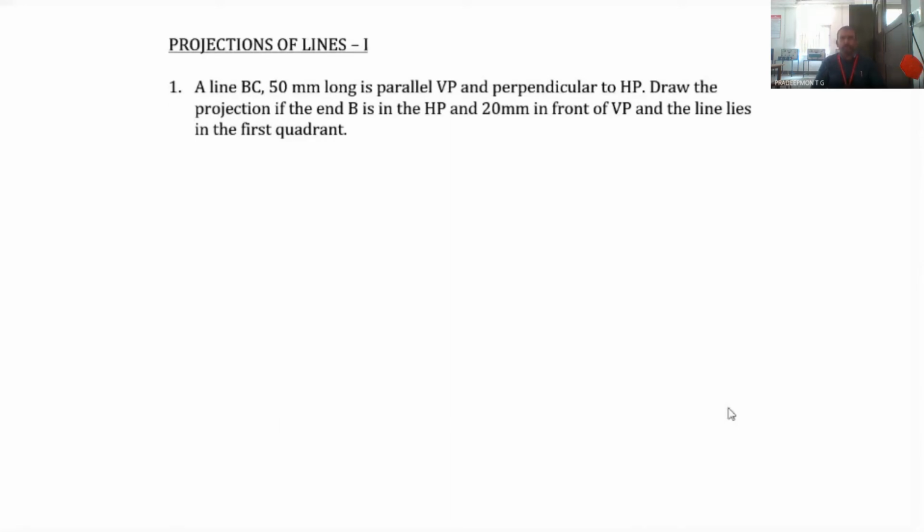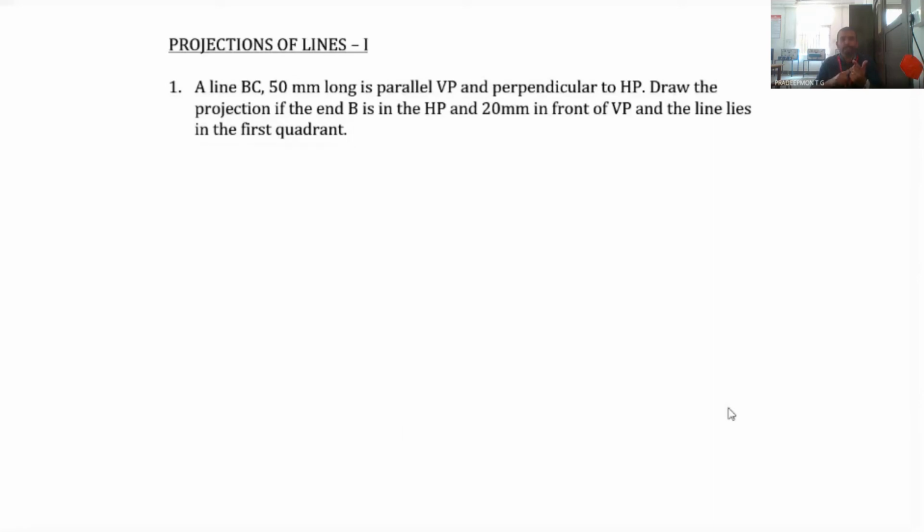So in this case, the five pieces of data or information that are given are: the first one is that the line BC is 50 millimeter long. The second is that the line is parallel to VP. And the third information is that it is perpendicular to HP. So there are three informations.